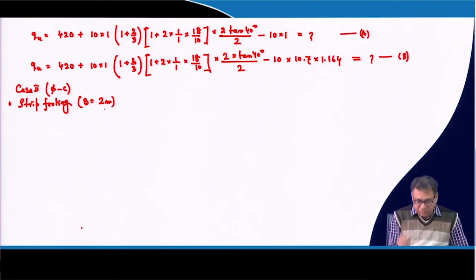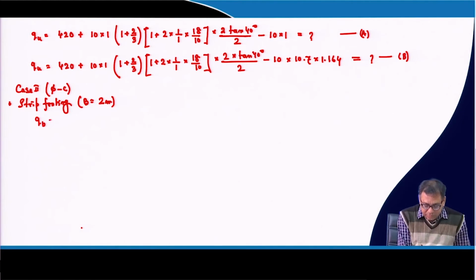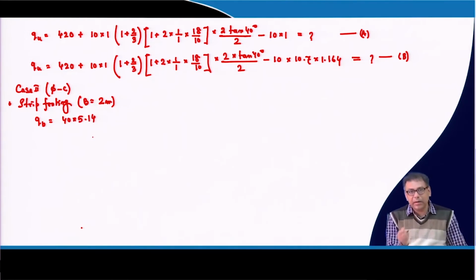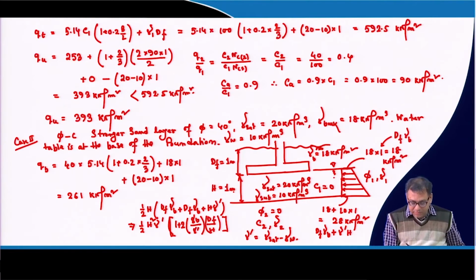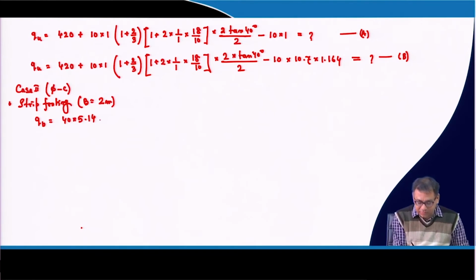So, if I take B equal to 2 meter, now it is case 2, the QB will be what? Q will be 40 into 5.14, and in the previous case when I solved the case 2 problem, I had taken a shape factor 1 plus 0.2 into B divided by L. So, that shape factor is not required. Here this will be 1, because it is a strip footing, then plus 18 into 1 plus (20 minus 10) into 1. So, that value is 233.6 kilonewton per meter square.